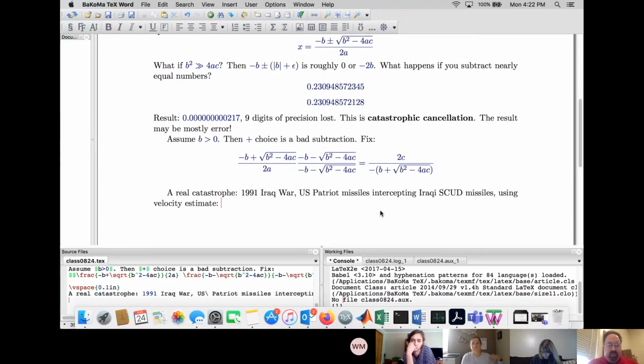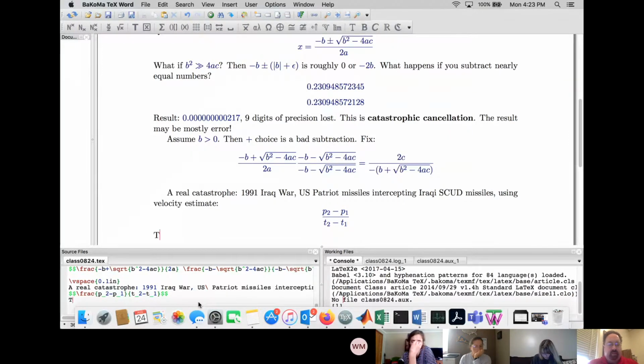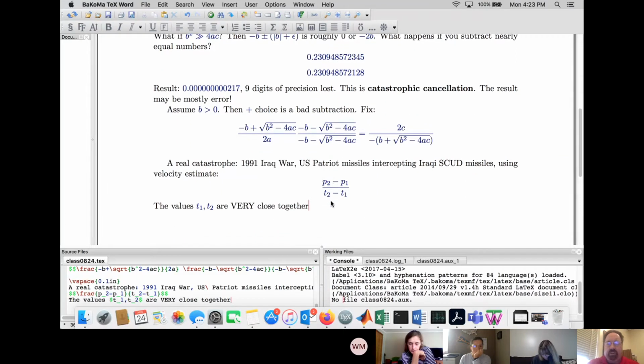So we estimate its velocity at various points in time. So we have P2 minus P1. Think of these as position vectors divided by the difference in time. So we get a velocity estimate that way. Now, the values T1 and T2 are very close together. We're measuring a position, tracking it by radar at very small intervals, so we can get an accurate velocity estimate. So in other words, the difference between these is a small number.